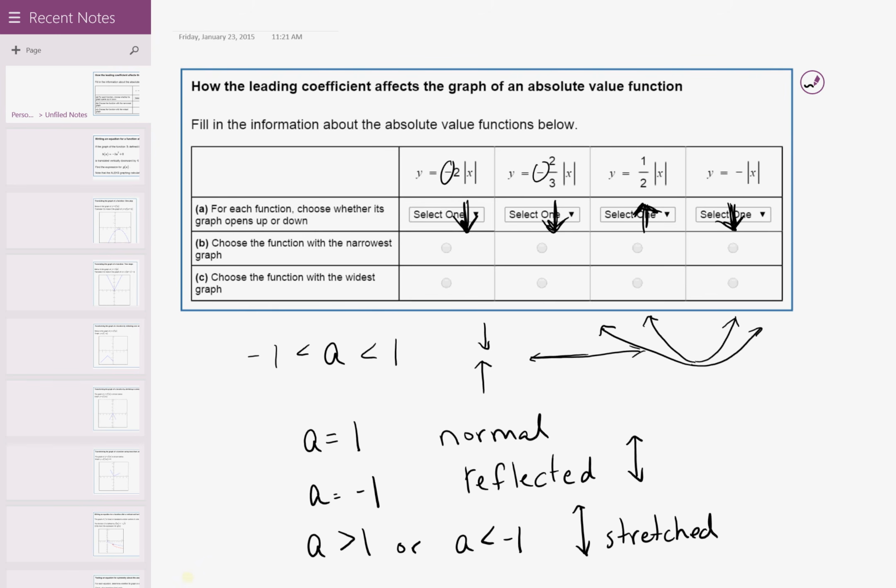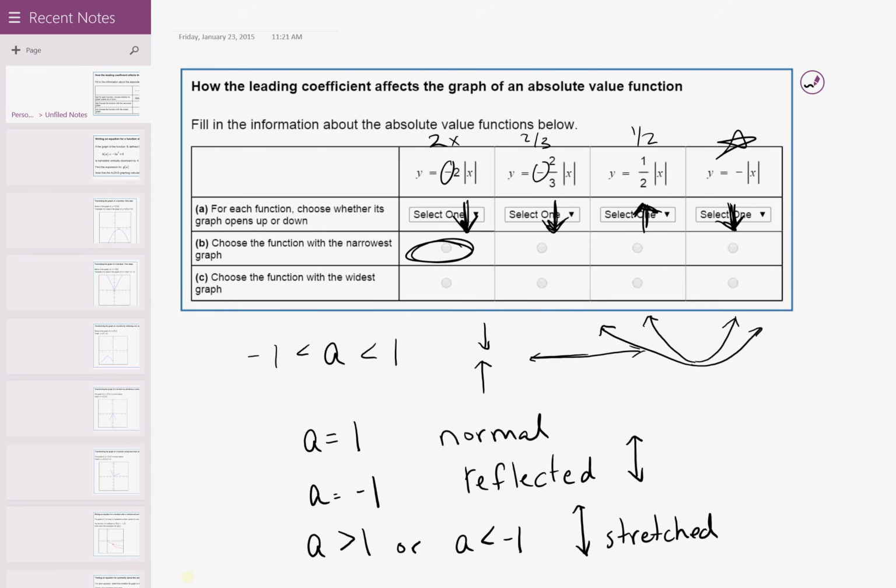We're asked to choose the function with the narrowest graph. The narrowest graph is the one that is stretched the most. Now, this is not stretched at all, the last one. This is half as tall, or in other words, twice as wide. This is 2/3 as tall, or in other words, 3/2 as wide. And this one is twice as tall, or in other words, half as wide. So the narrowest graph is this one that's only half as wide, or twice as tall.